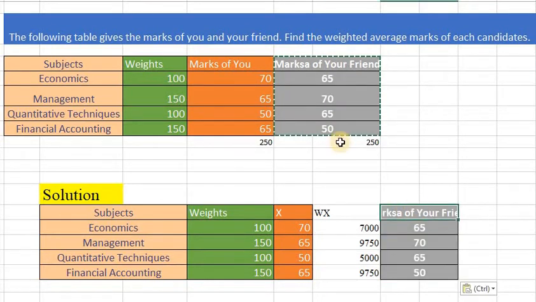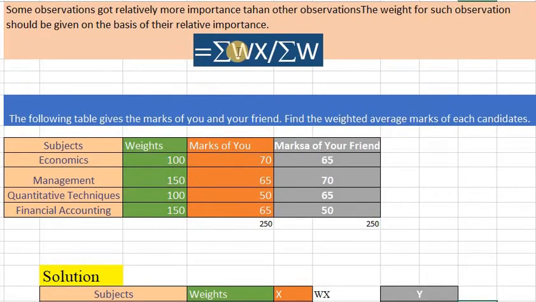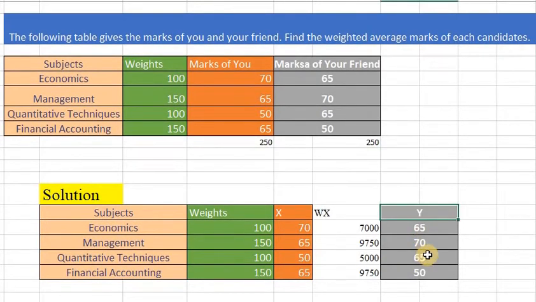I'll code your friend's marks as Y so that it will be easy for our calculation. So your friend's marks I have coded as Y. Again, we have to calculate WX, but instead of X I have considered it as Y. So then we need to calculate WY, that is W into Y.